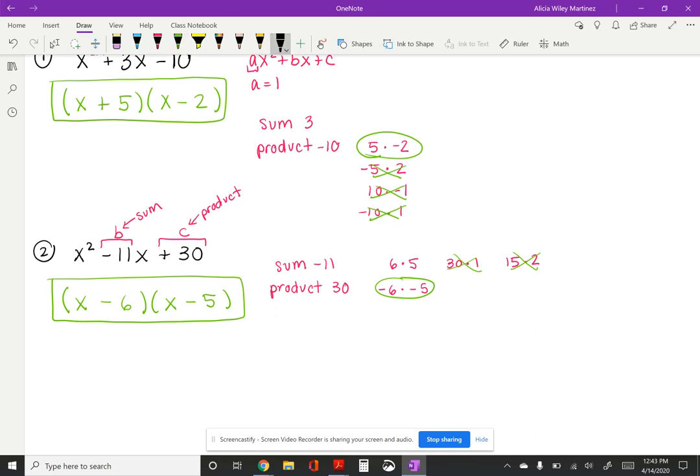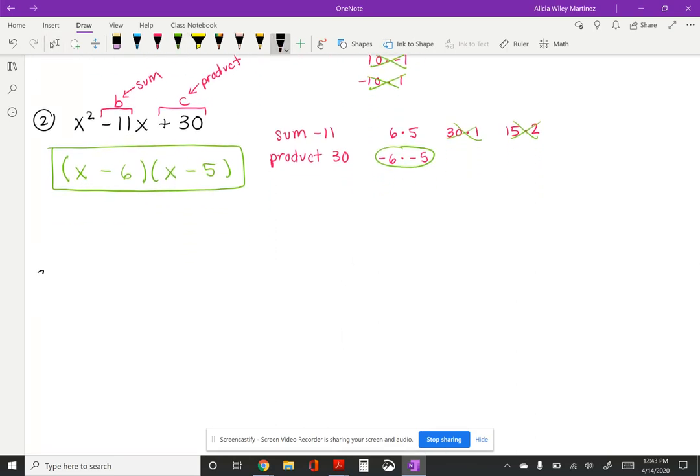Let's do one more example. In our last example here, let's do x squared minus 4x minus 21. So again, this is a quadratic in the form of ax squared plus bx plus c, where my value of a is 1, and my value of b is negative 4, and my value of c is negative 21.